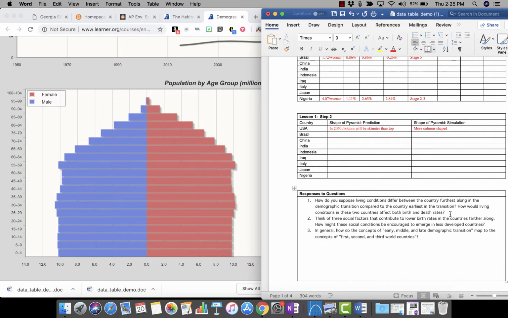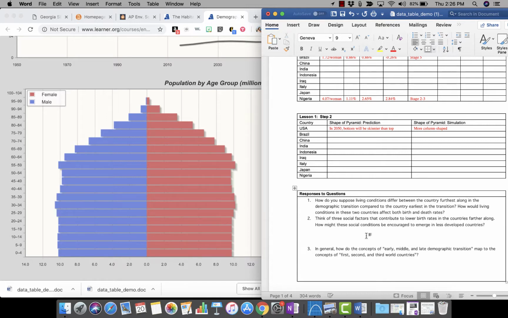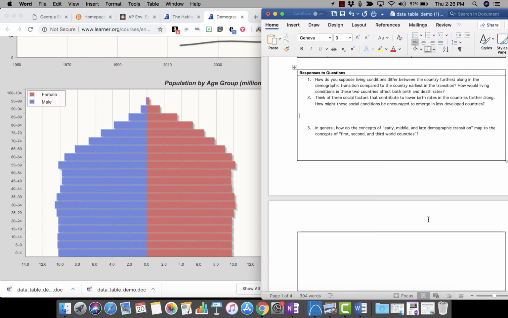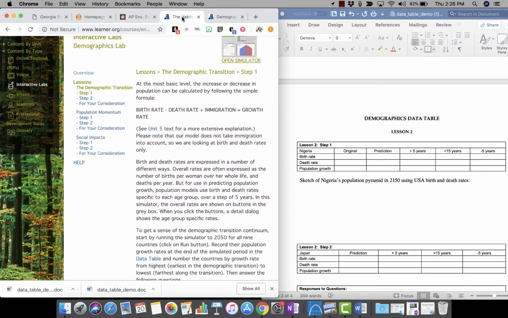Then you can go ahead and answer these questions, and you can put your answers in here, or you can put them on a separate sheet of paper. Whatever you want to do is fine. But I'm not going to answer those for you. Okay, if you need that extra space, it'll have it. And then now we'll go to lesson 2.